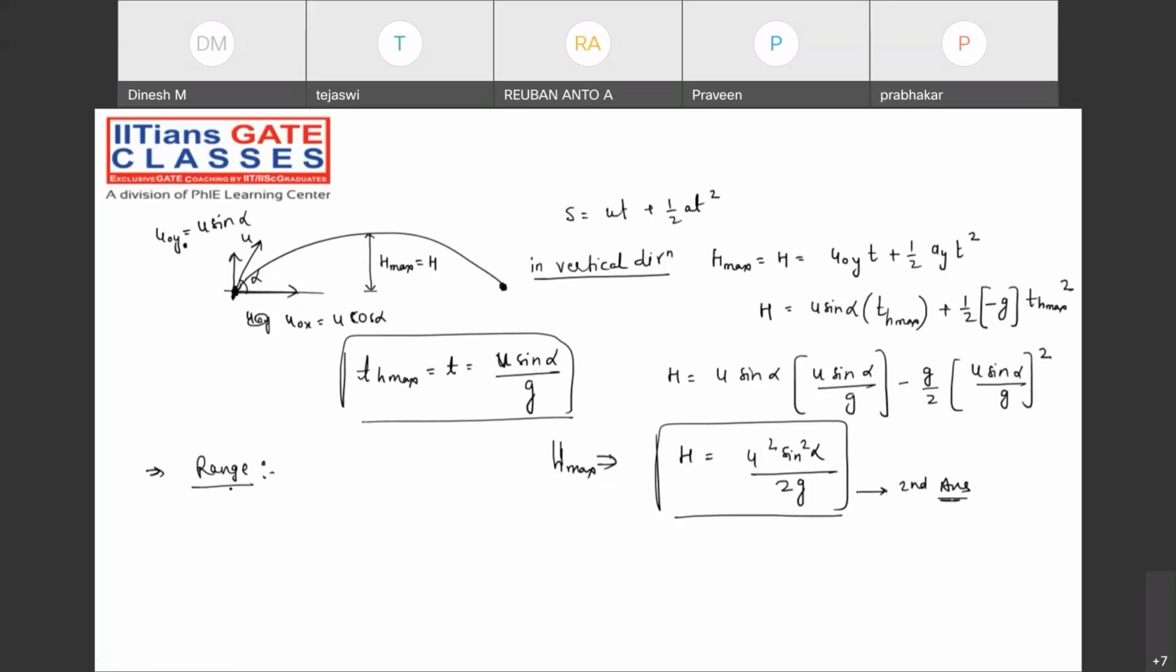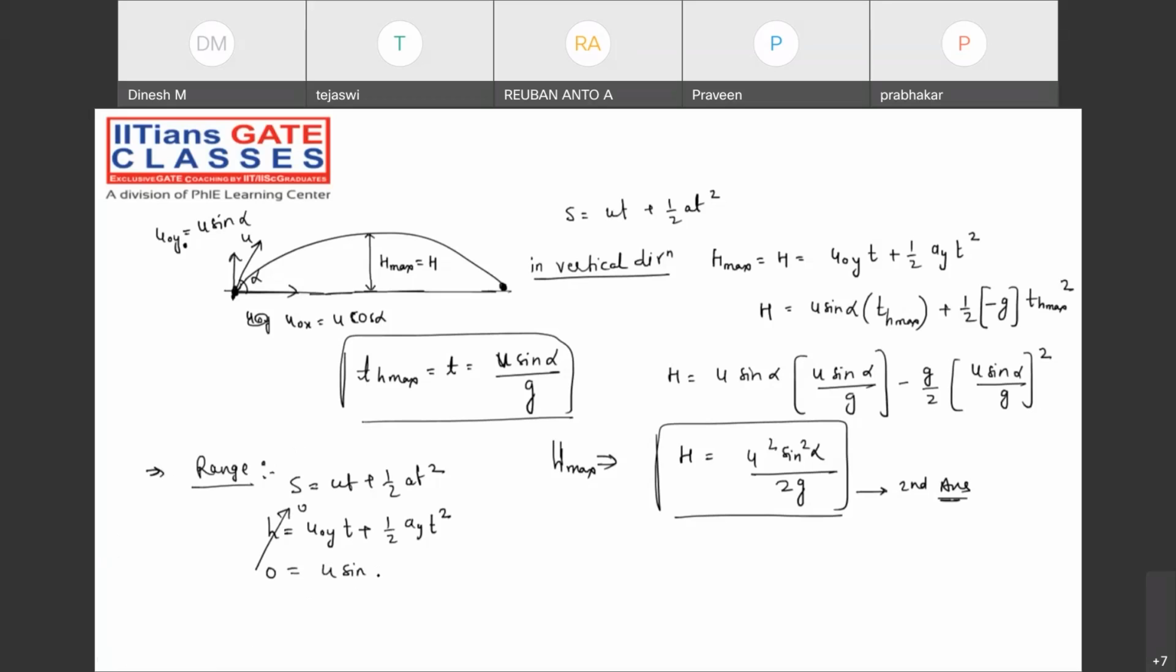For range, what can we do, guys? Can I say when h equals 0, then whatever time it will take, in the formula s equals ut plus half at square, suppose h equals u naught y t plus half of ay into t square, if I put h equal to 0, can I calculate the t value? That is t for range. How much time is required to reach the height of 0, that means when it is touching the ground? Put the value.